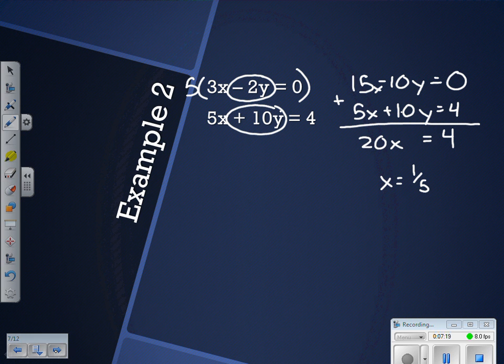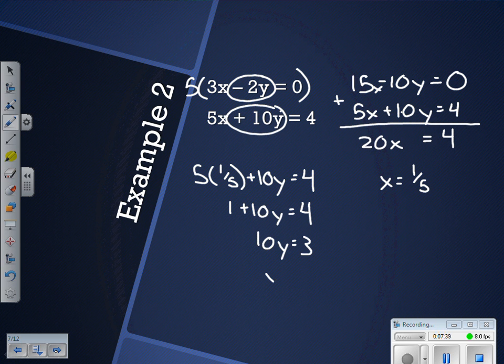Then I take that, and I can plug it back into either one up top. Usually just pick out which one looks easiest. This one doesn't look too bad. I do 5 times a 5th plus 10y. Should set that equal to 4. 5 times a 5th gives me 1 plus 10y equals 4. Subtract, so 10y equals 3. So y equals 10/3. And then that would be my answer.